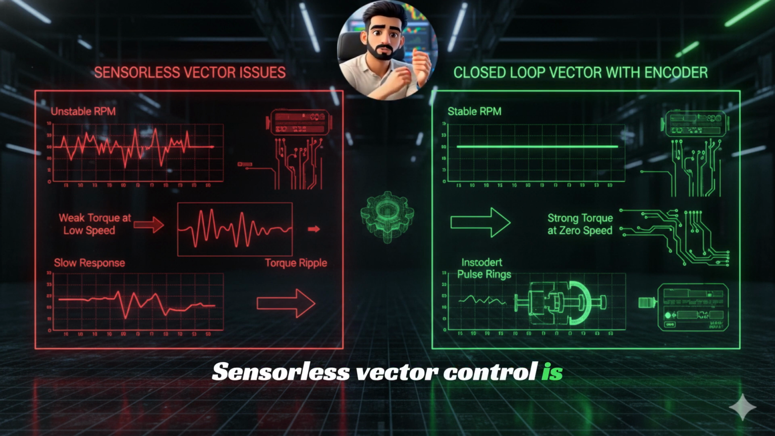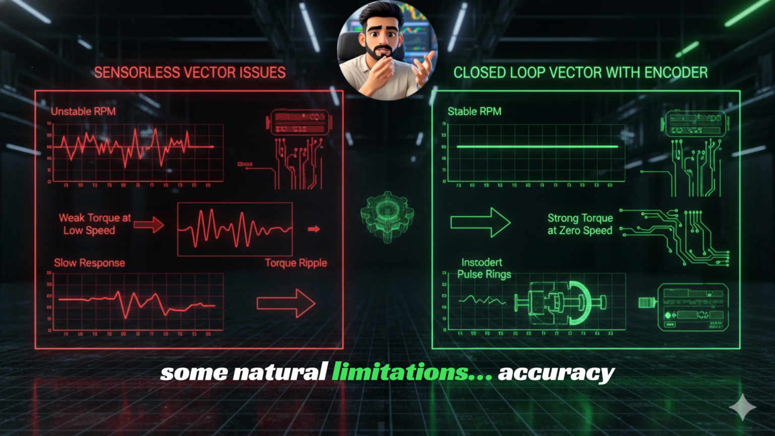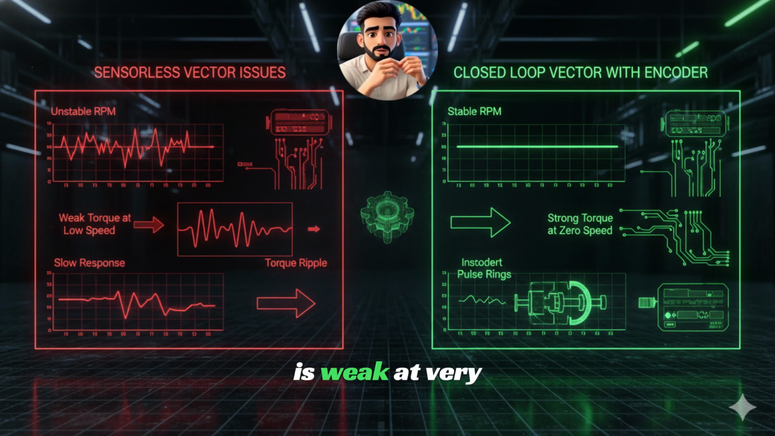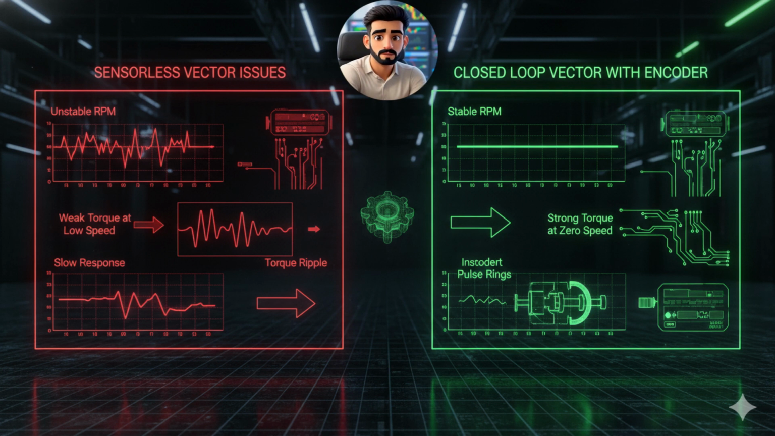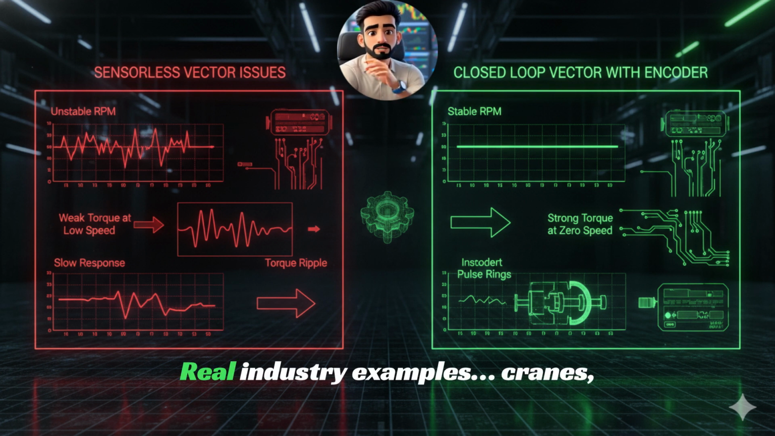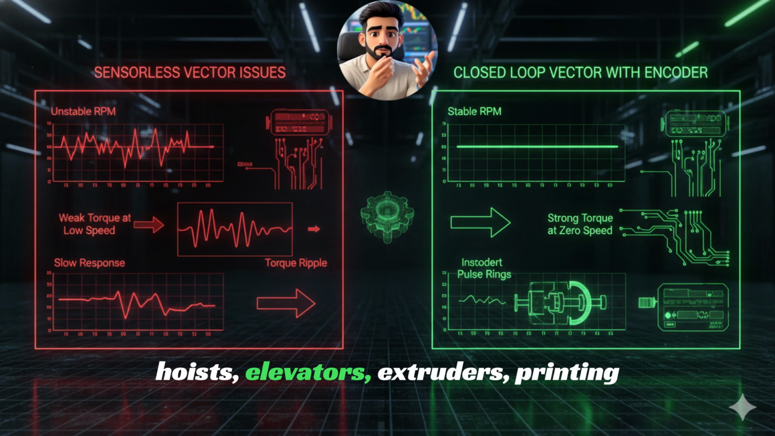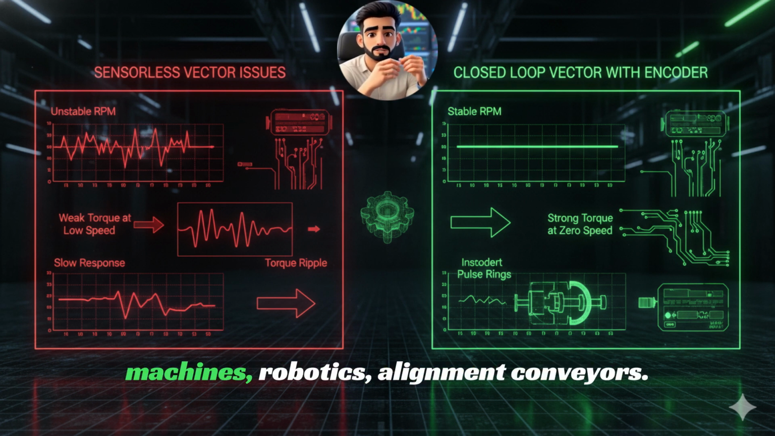Sensorless vector control is strong, but it has some natural limitations. Accuracy is weak at very low speeds. Heavy load start can cause stalling. Torque control at zero speed is not possible. Position control is impossible, and there is a slight delay during sudden load changes. Real industry examples: cranes, hoists, elevators, extruders, printing machines, robotics, alignment conveyors.